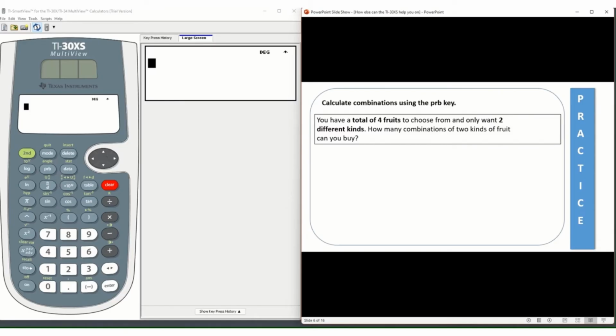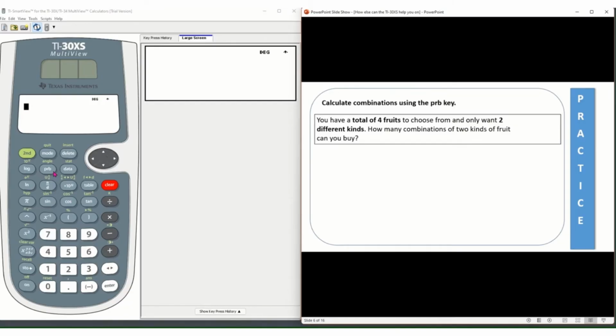So as I mentioned, we have an example on the screen. It says you have a total of 4 fruits to choose from and only want 2 different kinds. How many combinations of 2 kinds of fruit can you buy? My total number, which is going to be represented by the variable n, is 4. The smaller number, which is 2, is going to be the number of combinations I would want from that larger group, and that's going to be represented by the variable r. So once I know this information, I'm going to come over to my calculator, and in the second row, second key in from the left, you'll see PRB. So that's going to be the key that we use.